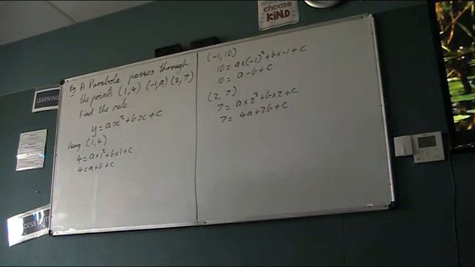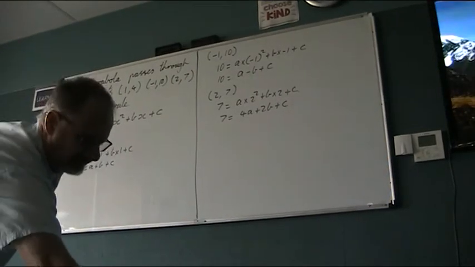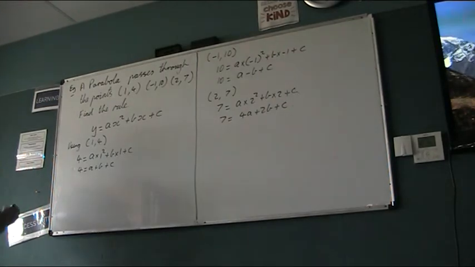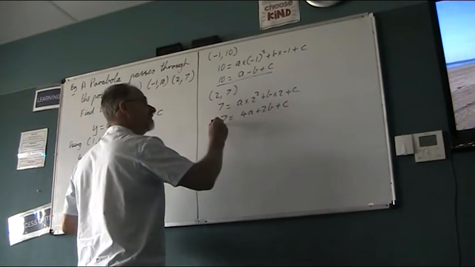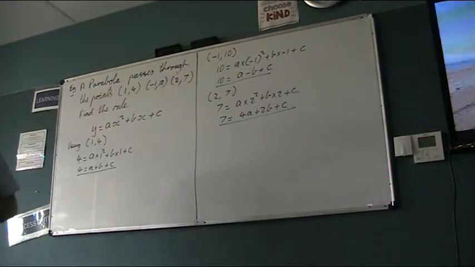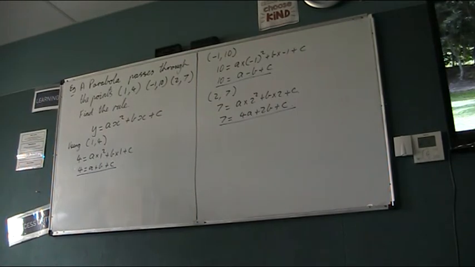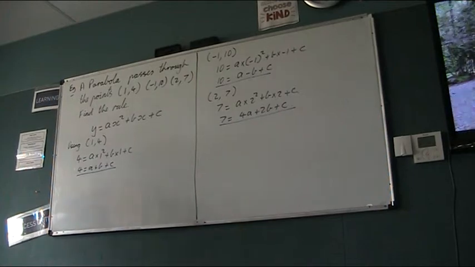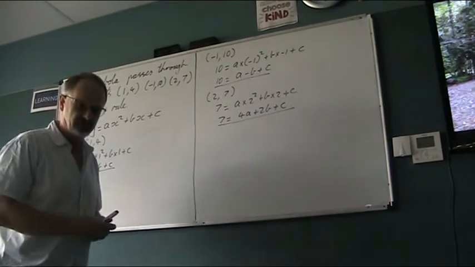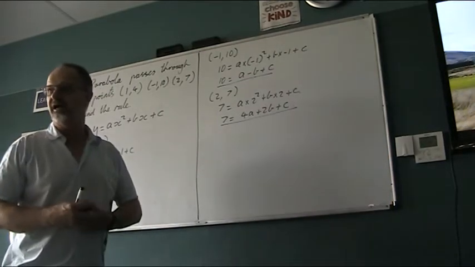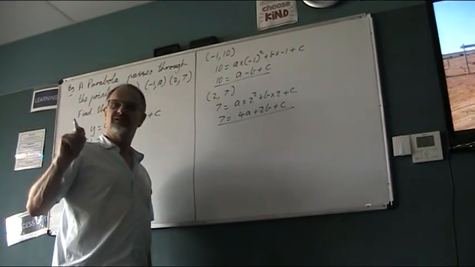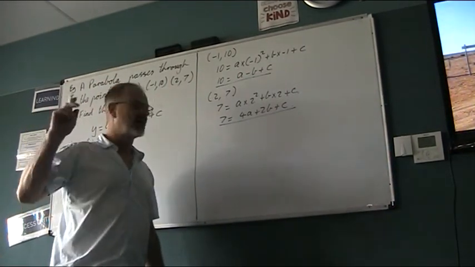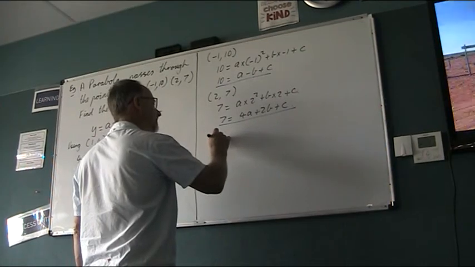And so now we've got these 3 equations. We've got that one there, this one here, and this one here. So if we've got 3 equations, we've got 3 unknowns. The technique we need to use to find out what the a, b and the c are is called simultaneous equations.